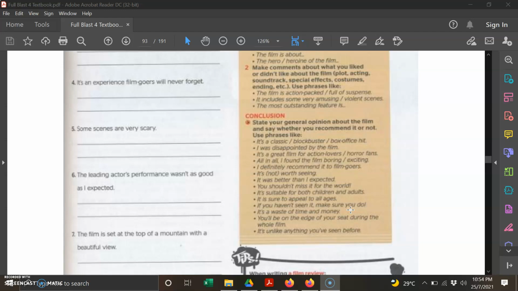Next one, it's a waste of time and money. Membazir masa dan duit saja. Okay, next one, you'll be on the edge of your seat during the whole film. Awak akan berada di hujung tempat duduk anda semasa penayangan filem di pawagam. And lastly, it's unlike anything you have seen before. Ia tidak seperti apa yang anda lihat sebelum ini.